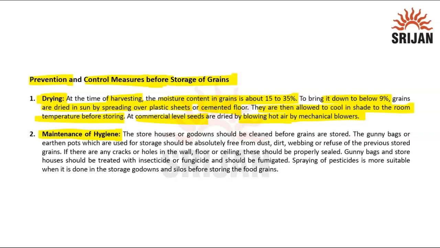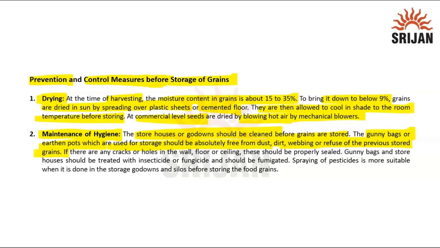Maintenance of hygiene is another way. The place where you are storing your grains, like godowns, you have to take care of and maintain the hygiene. The storehouses or godowns should be clean before grains are stored. The gunny bags or pots that you use to store the grain have to be free from dust, dirt, webbing, or refuse of the previously stored grain, because all of these things will eventually attract insects or microorganisms.